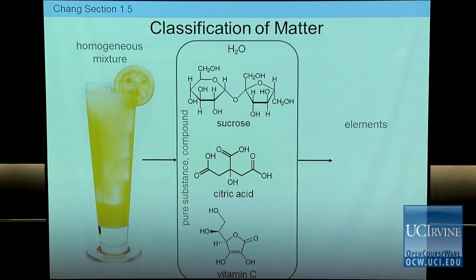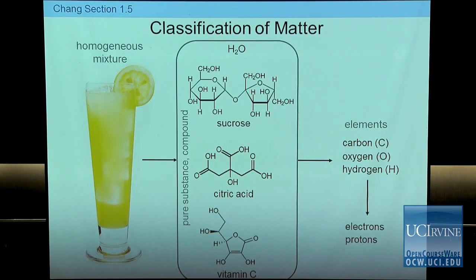But, as you can see, a water molecule, this compound, has still multiple things in it. It has hydrogen atoms and oxygen atoms. Okay? So I can separate water out, and also sucrose, for instance, into individual elements. In this case, carbon, oxygen, and hydrogen. All these compounds here are made out of these atoms, either carbon, oxygen, or hydrogen. Okay, so these are elements. And then the elements themselves are composed of individual atoms. Okay? And the atoms are composed of electrons, protons, and neutrons. So we have a flow here from mixtures to pure substances, which can be compounds. The compounds can be separated out into elements.